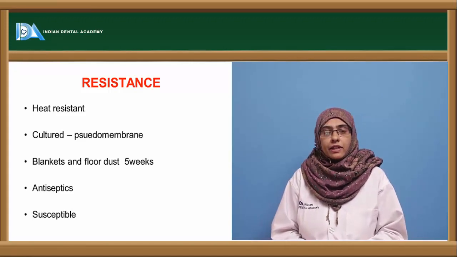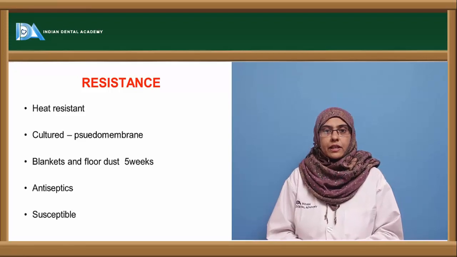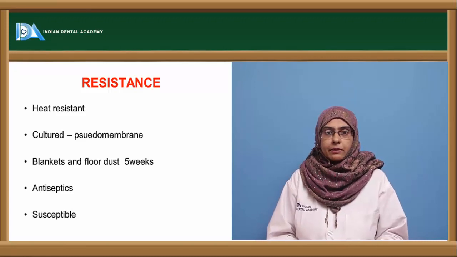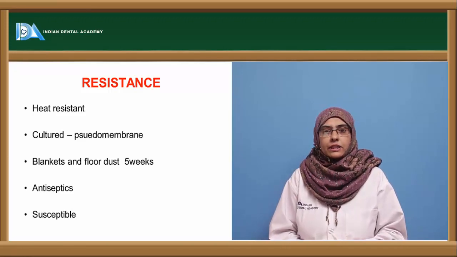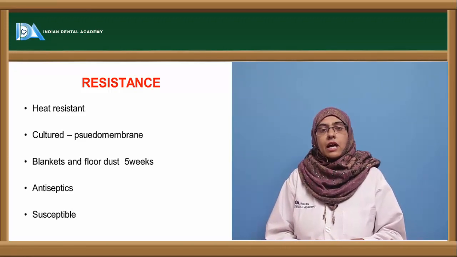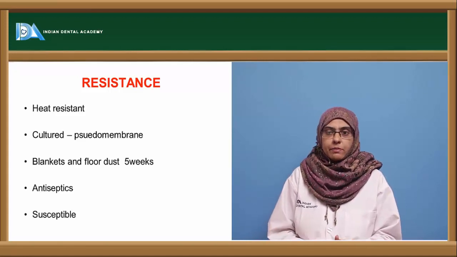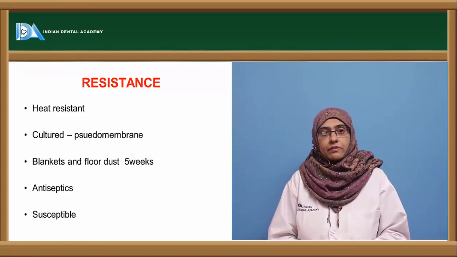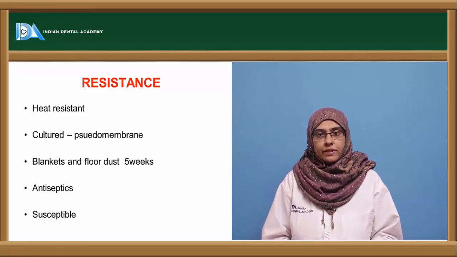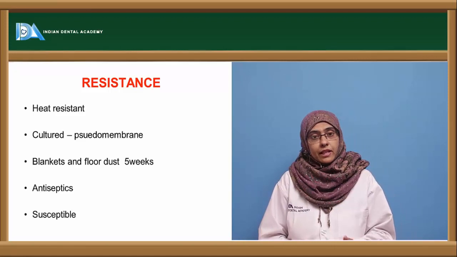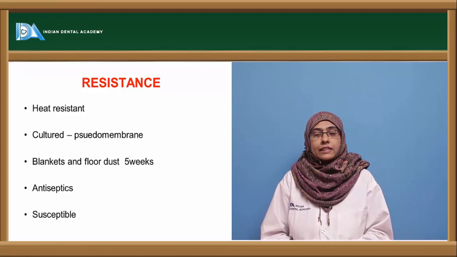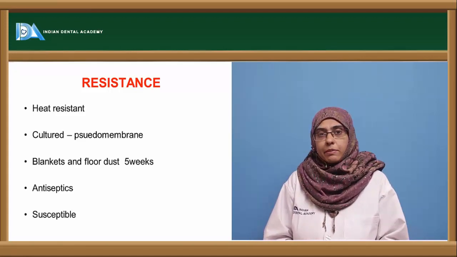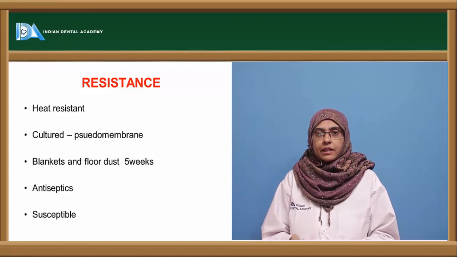They can survive very well up to 40 degrees centigrade, but increasing the temperature might kill this organism. At 57 degrees centigrade, they can be killed in 10 minutes, and at 100 degrees centigrade, you can kill them within a minute. And these organisms are resistant to light and other desiccation factors and freezing temperatures, and the organism can be cultured from bits of pseudomembranes after 14 weeks, and they can survive in virulent form in blankets and floor dust for 5 weeks. They are highly susceptible to different types of beta-lactam antibiotics and broad spectrum antibiotics.